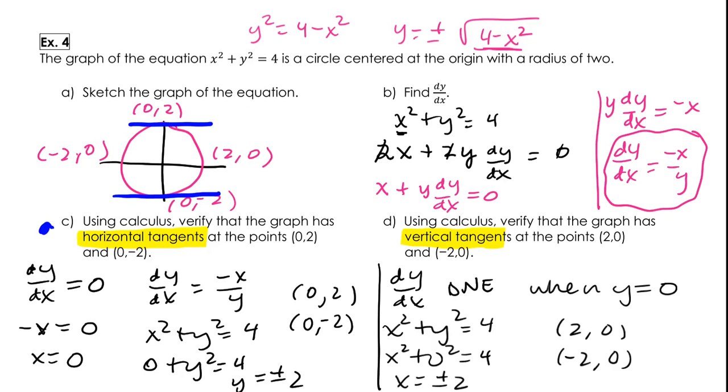Let's use a different color here. Let's use yellow. So a vertical tangent is right here. Can you guys see that's when the slope does not exist? And that's exactly the points they gave us.